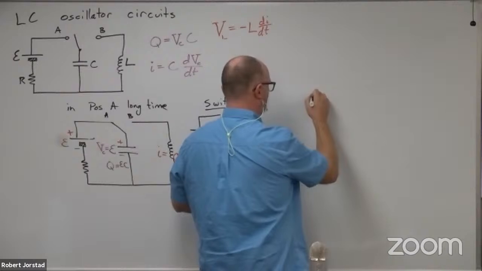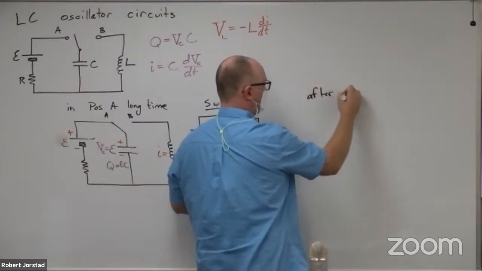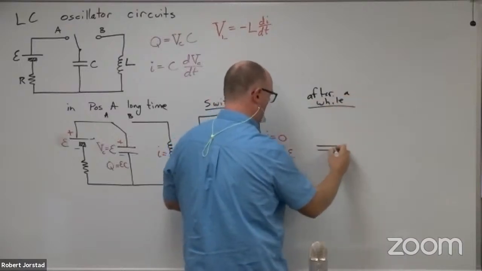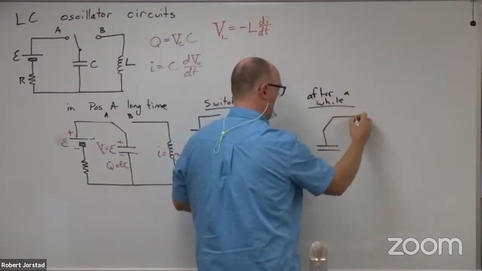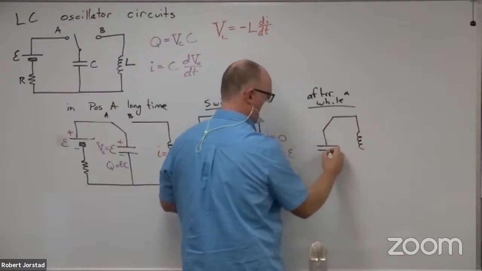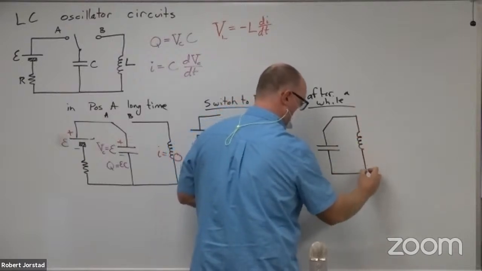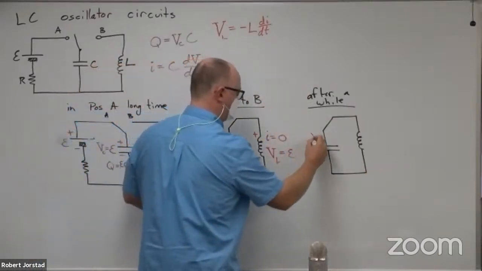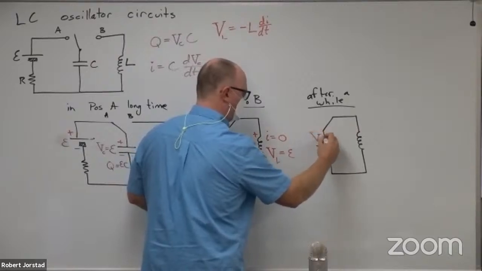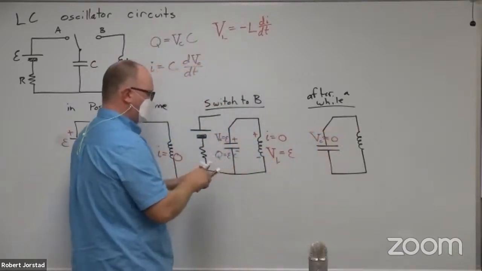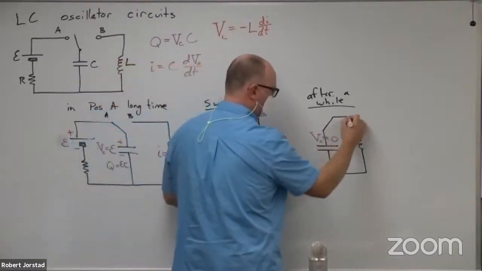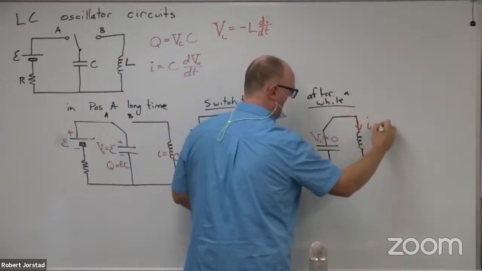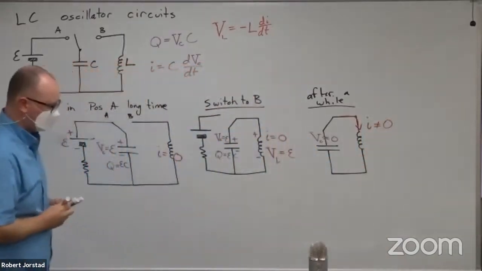So I'll just say after a while. I'm not even going to draw the resistor anymore because it's just taking up space and I have limited board space. The idea is this voltage is going to be approximately equal to 0, but there's going to be some current flowing, right? That's the charge. In this case, the current is not 0. All right.